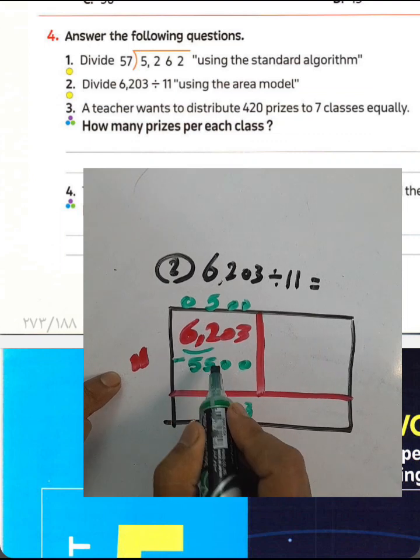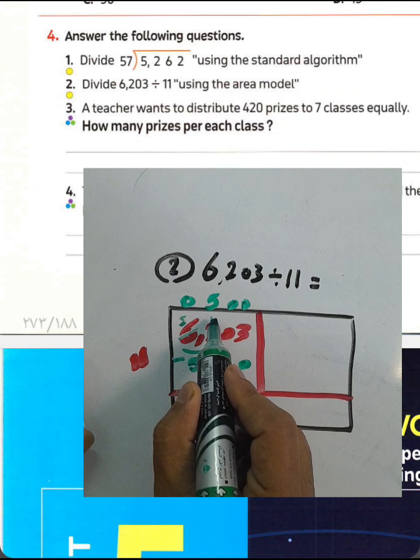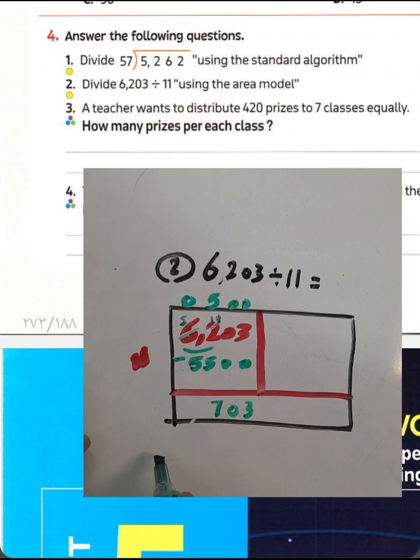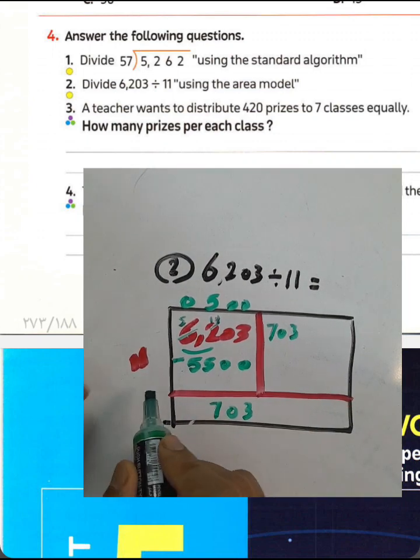2 minus 5 we can't do it, so put 1 from 6 here, it will be 5, and 2 will be 12. 12 minus 5 equals 7, and 5 minus 5 equals 0. Next step, write 703 up here.